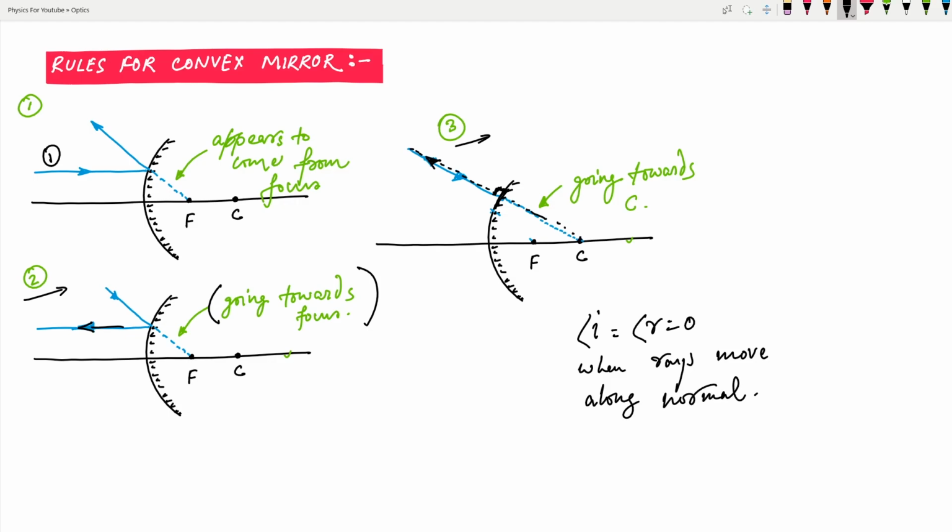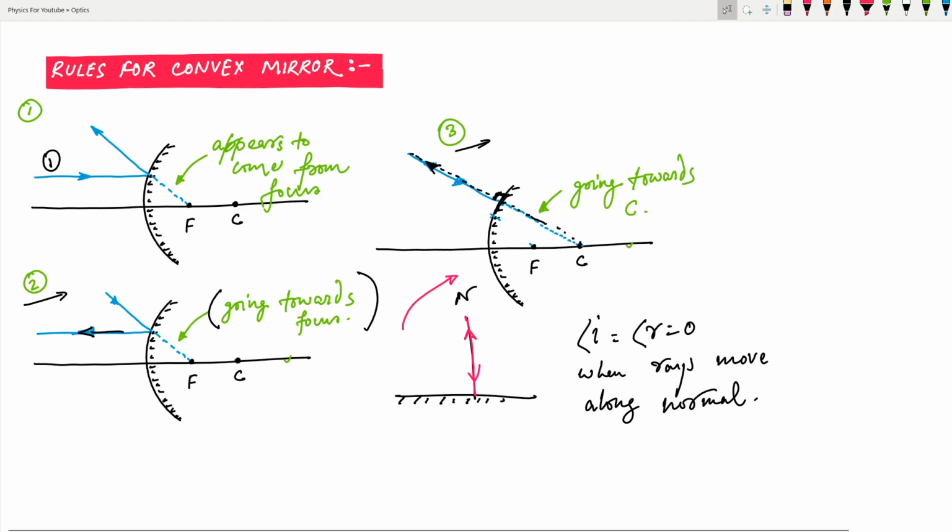rays move along the normal, isn't it? So simple as that. In plane mirror we have seen that if this is the normal, okay, and if rays follow the normal, then it will retrace back. Same concept is used here. So these are the 3 rules for convex mirror. Mostly we are seeing that everything is happening virtually. Okay, now let's move on to our next concept.